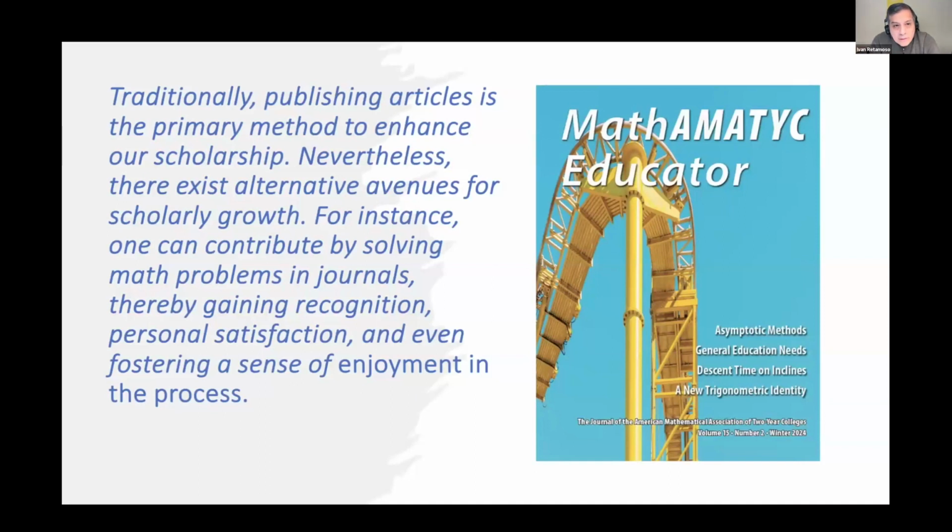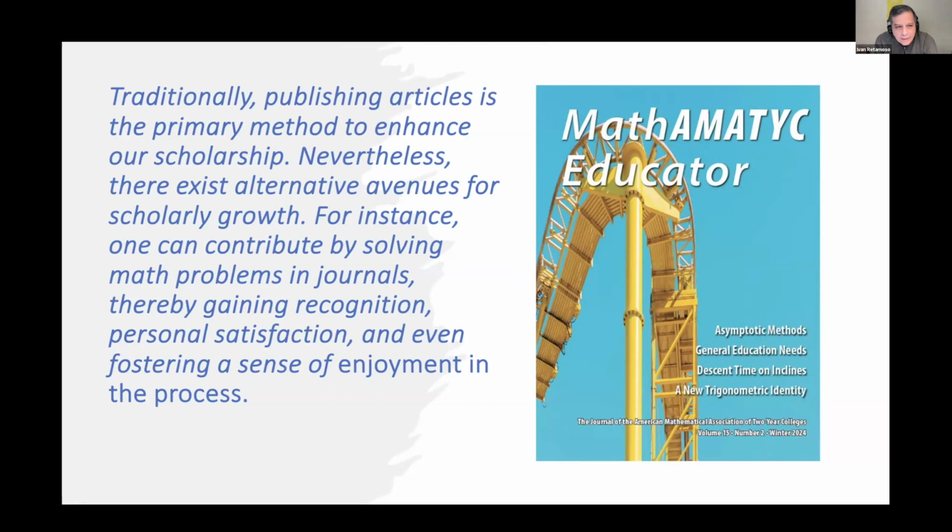first, I would like to mention that traditionally speaking, publishing articles is the primary method to enhance our scholarship. However, there exist alternative avenues for scholarly growth. For instance, one can contribute to the mathematical community by solving math problems in journals such as this, Mathematics Educator. There are many others out there. At the end, I will provide links to these journals, including the section that I direct in our MTRJ journals.